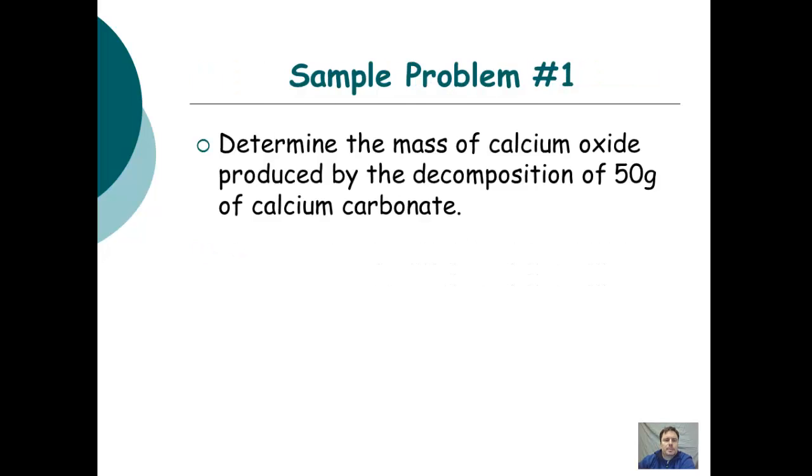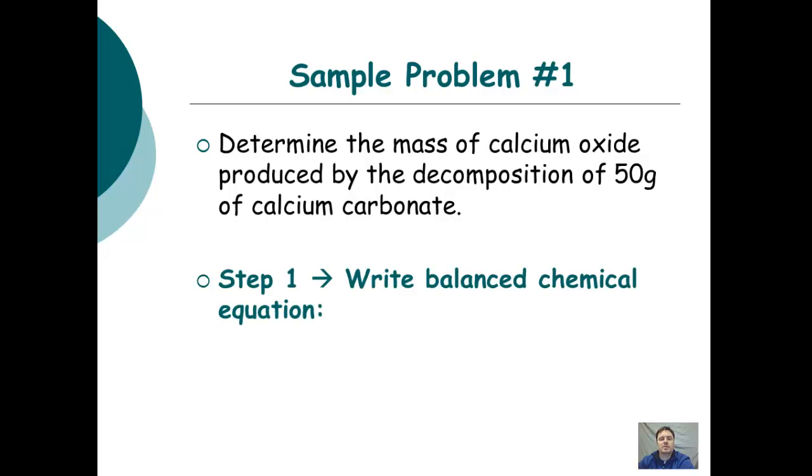Okay, here is our first sample problem. Determine the mass of calcium oxide produced by decomposition of 50 grams of calcium carbonate. First thing you need to do is be able to write the equation. Well, it's a decomposition of calcium carbonate. That's one of those special ones, metal carbonate. So what's that break down to? Well, it's a metal oxide plus carbon dioxide. So let's write the equation. Okay, there's our base equation. If we look, we have one carbon here, one calcium here, one calcium here, one carbon, 3 oxygens, 1, 2, 3. So this is a balanced chemical equation. So we're good here.